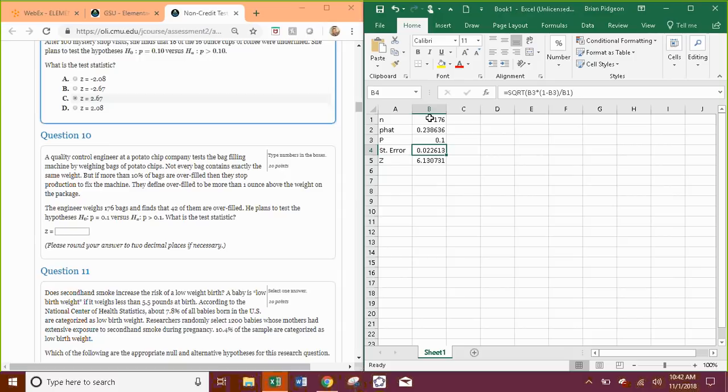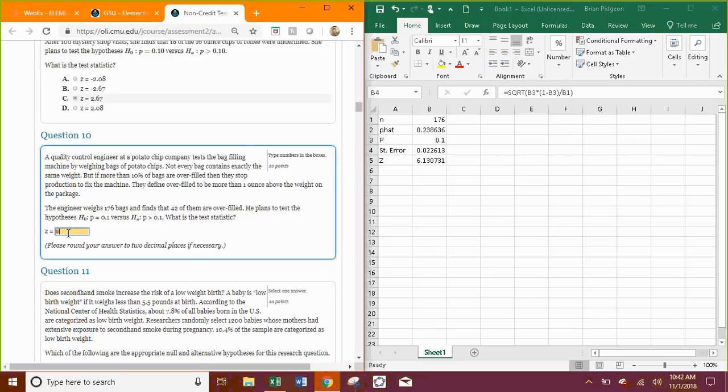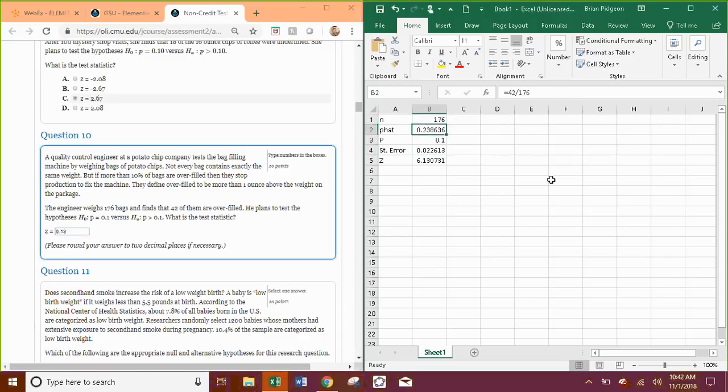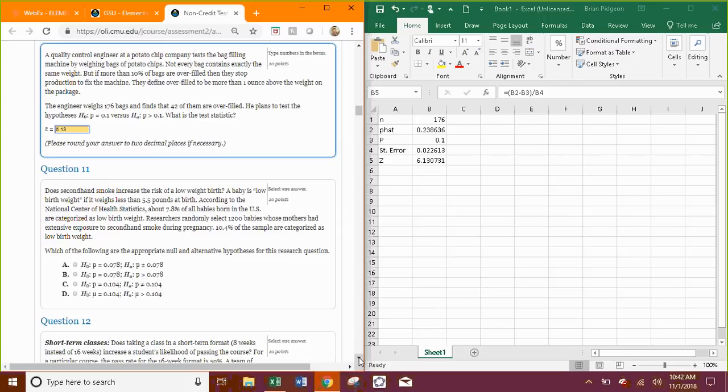So we have 176 bags. Our p-hat is 42 out of the 176. That's our p-hat. Our null hypothesis is once again 0.1, and it calculates everything for us. So z is 6.13. Let me just double check to make sure that's right. Our n is 176. P-hat is 42 out of 176. Our null hypothesis value is 0.1. We do B3 times 1 minus B3 over B1. There we go. Okay, good. 6.13.